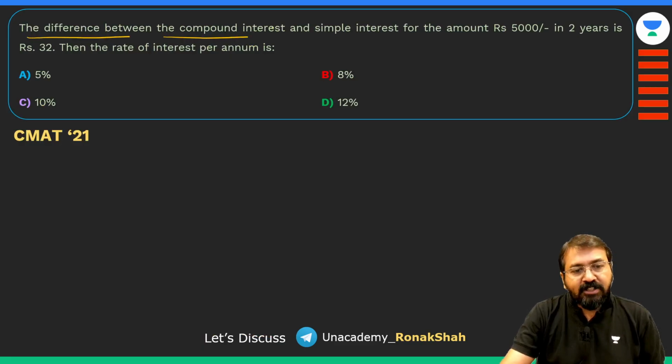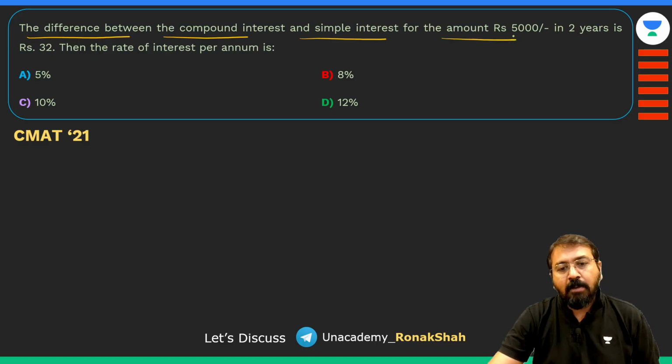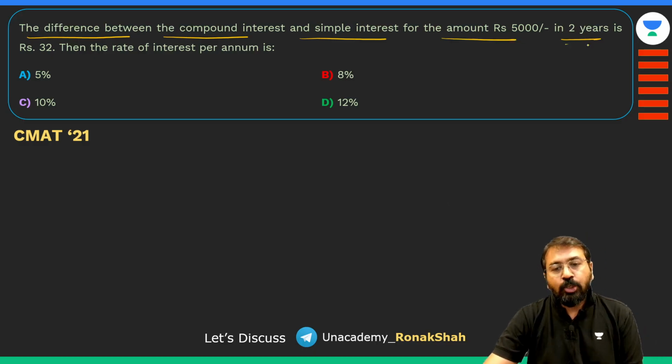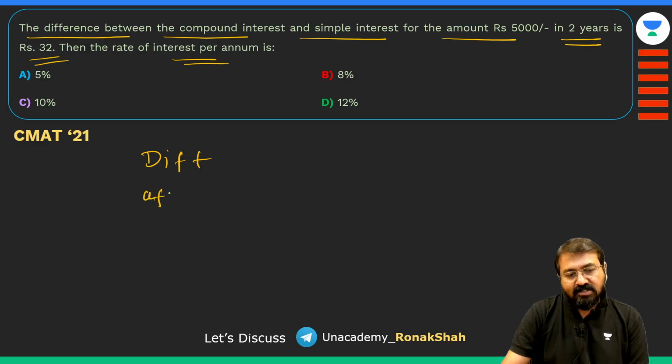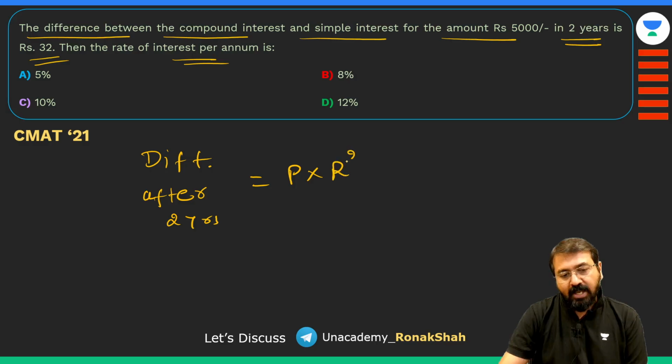चलो guys, let's try for this question. The difference between the compound interest and simple interest for amount 5000 in 2 years is 32. Then the rate of interest. तो guys मैंने बताया था difference after 2 years, ये सिर्फ 2 years का होता है। Difference between what, SI and CI after 2 years, तो उसका फॉर्मूला होता है P into R square upon 100 square, right?